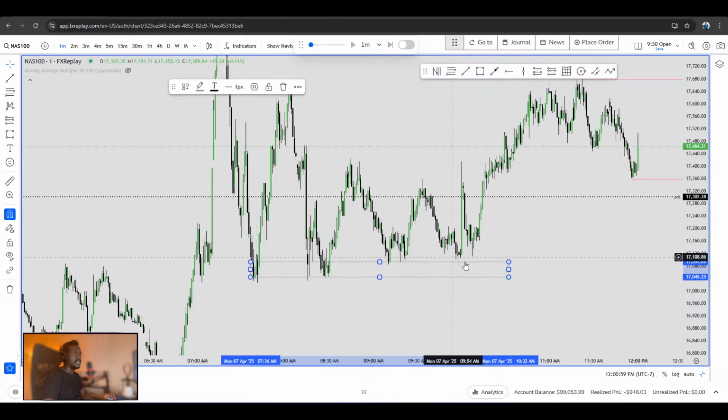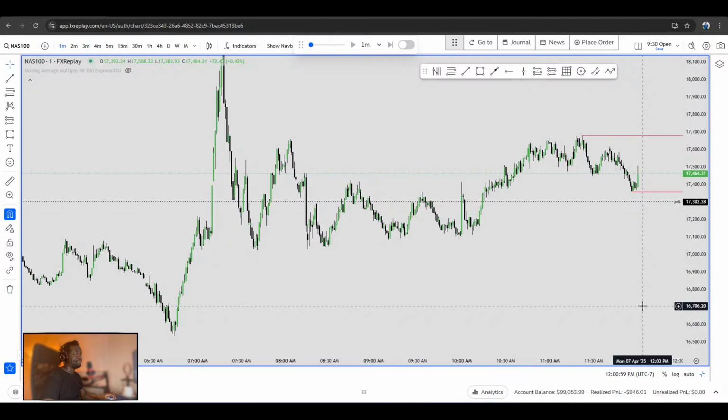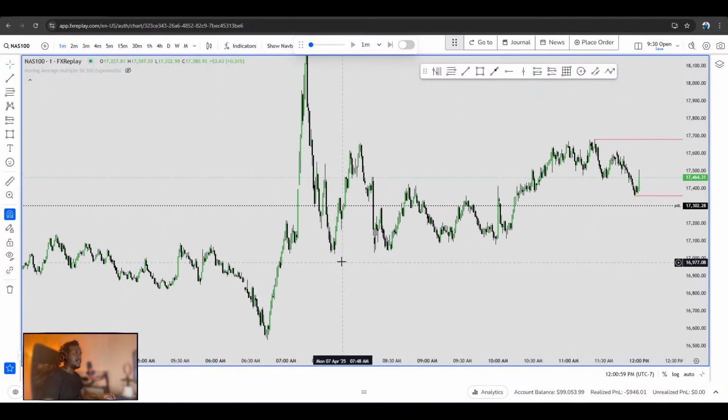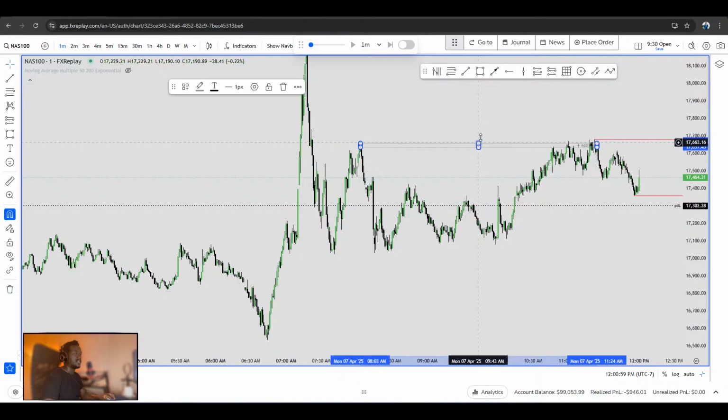See all that? There's some equal lows over there. So we have some liquidity down here, and also those equal highs, relative equal highs over here as well, right above there. So this market price can do whatever, can go up, can go down.